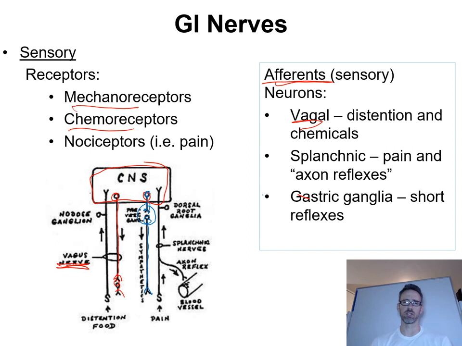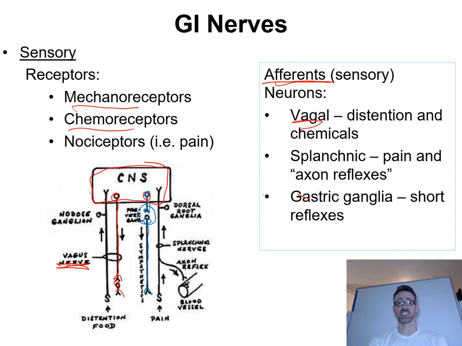Around the level, if we're talking about the GI, especially in the abdominal cavity, we're talking about from the level of T5 to L2. So that region of the spinal cord spans that region. And then if you guys recall, in the sacral region of the spinal cord, we also have parasympathetics as well, which are not part of the vagus.